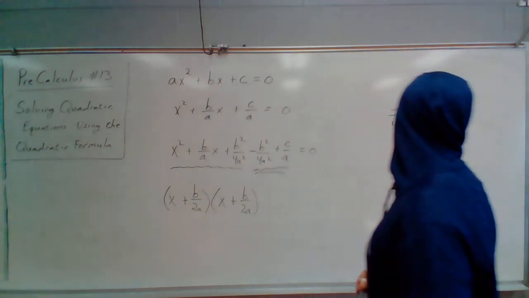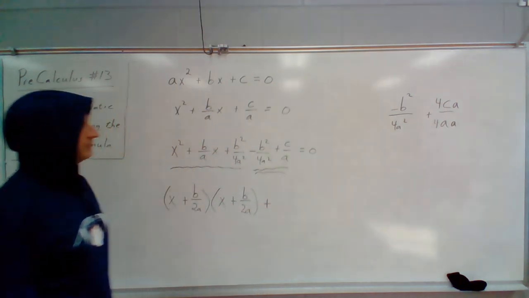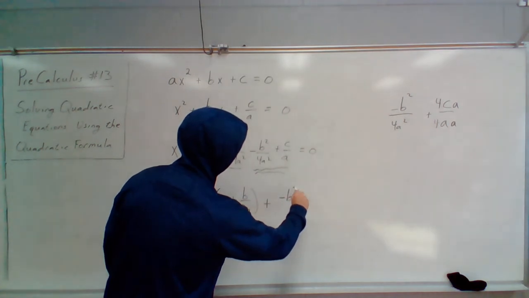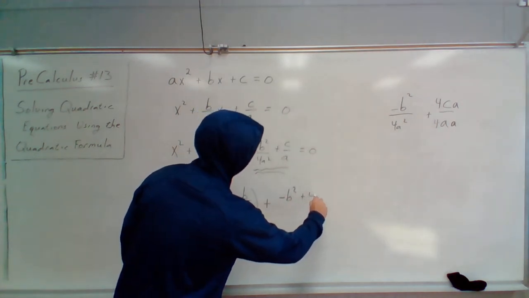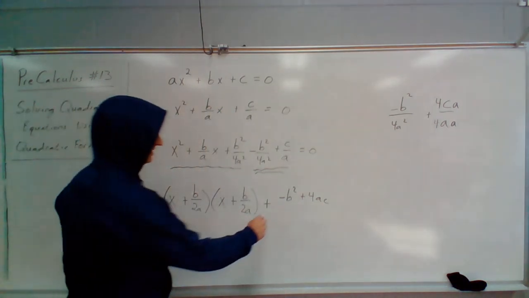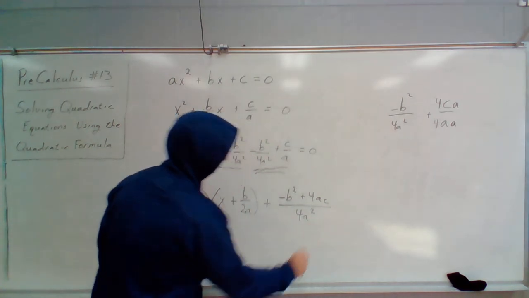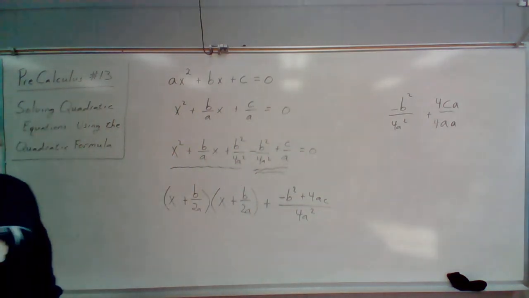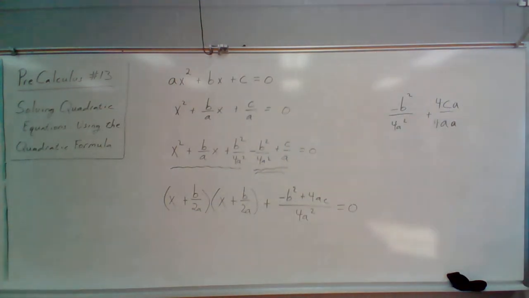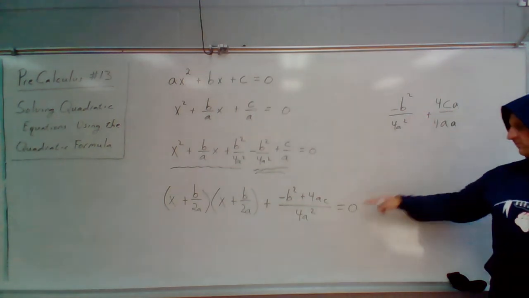So if I add these two together, I will get plus negative b squared plus 4ac. I'm going to switch around the a and the c, nothing wrong with that, over 4a squared. And that's all equal to 0. So negative b squared plus 4ac all over 4a squared.